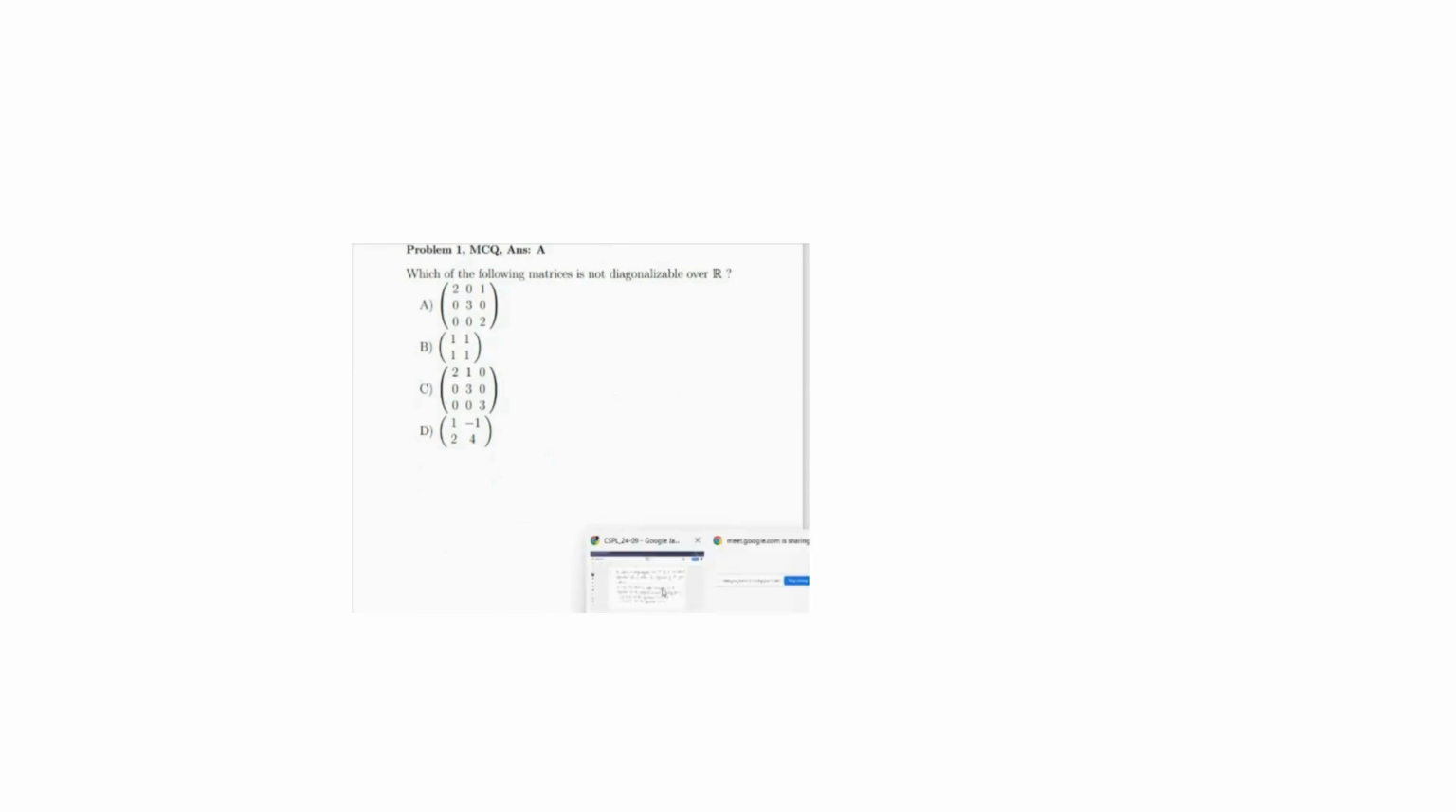So let me show you the solution. Any given matrix is diagonalizable over R if it has distinct eigenvalues. So let us obtain the eigenvalues of the given matrices. Let me show the matrices first. In part A, you can observe that the matrix is upper triangular, since all the lower triangular elements are equal to 0, and the eigenvalues of an upper triangular matrix are equal to its diagonal elements. It's a property, and it's similar for the lower triangular matrix as well.